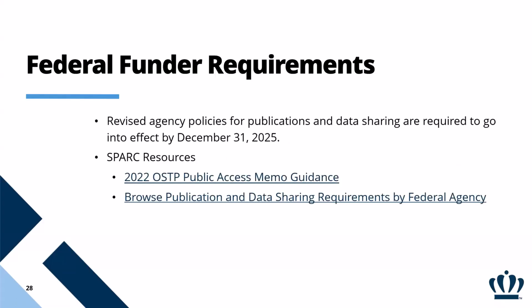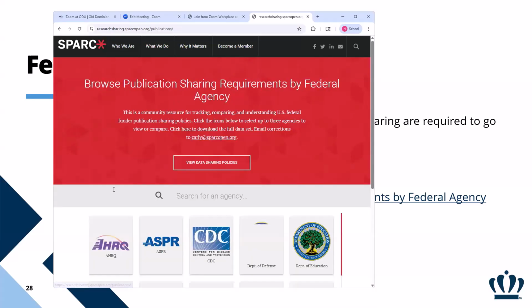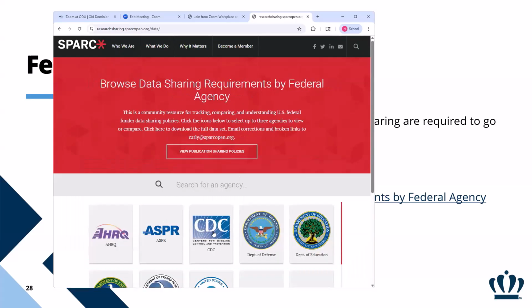The revised agency policies are required to go into effect by this December. So some do have their policies already in effect. Others have published policies that will go into effect, and some still have not yet published their updated policies. SPARC has some really good resources on guidance on specific funding agencies. I'm just going to show that briefly, but this is a really good resource in case you're curious about very specific agencies. They have publication sharing policies, and then they also have the data sharing policies split out by agency. So if you're curious about a specific agency, I would highly recommend this website.